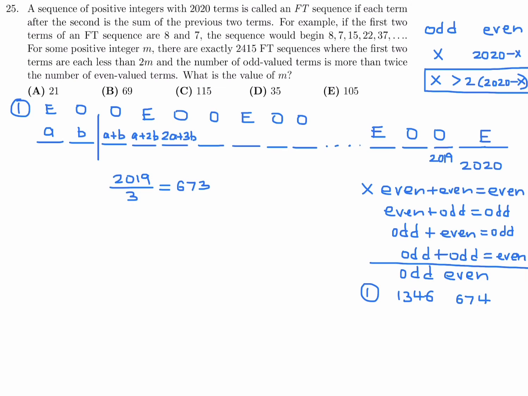Okay, so now we have to go back and see if that inequality is satisfied. 1346, is it greater than 2 times 674? That would mean 1346 has to be greater than 674 times 2 is 1348. And that is not true. So that is no good. So scenario number 1, no good. We can't have a sequence that begins like that. All right, no problem. Let's keep going.